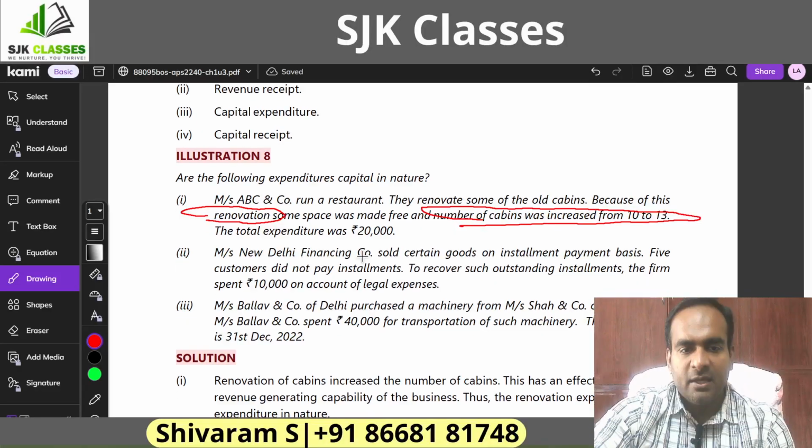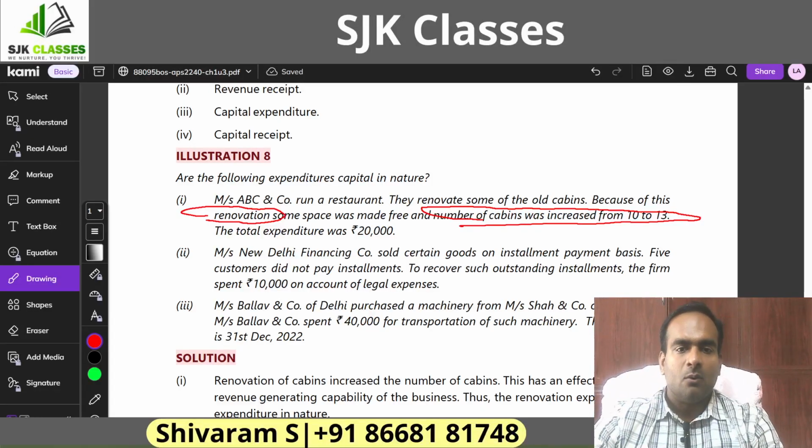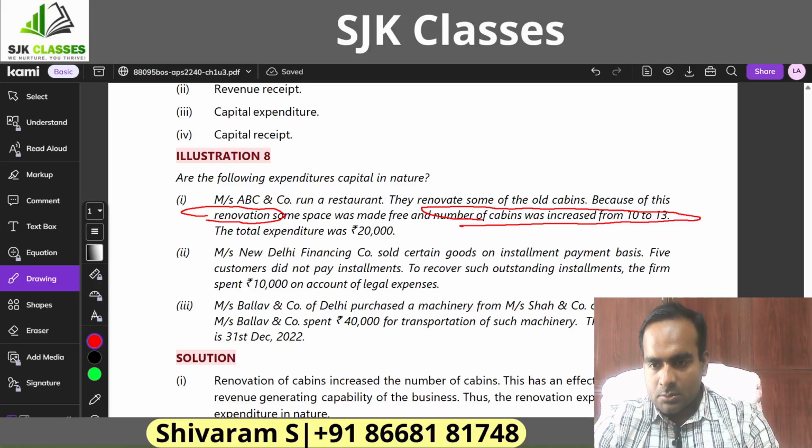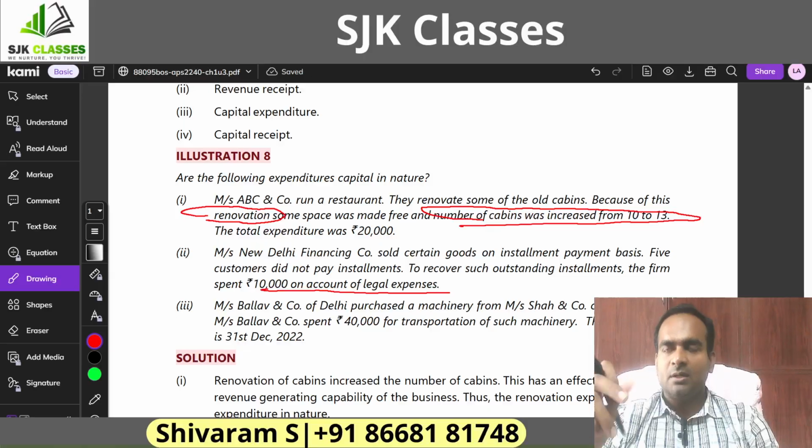Next one. New Delhi Financing Company sold certain goods on installment payment basis. 5 customers did not pay installments. To recover such outstanding installments, the firm spent 10,000 on account of legal expenses. So in this, what happens? I'm spending 10,000 rupees. For what? To recover money from my customers. So for recovering money from customers, I'm spending 10,000 rupees. This 10,000 rupees legal expenditure is a revenue expenditure.